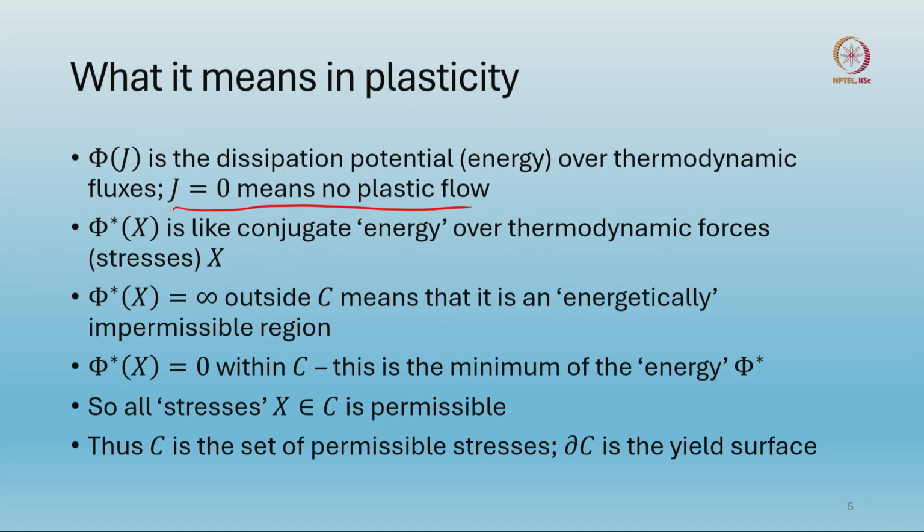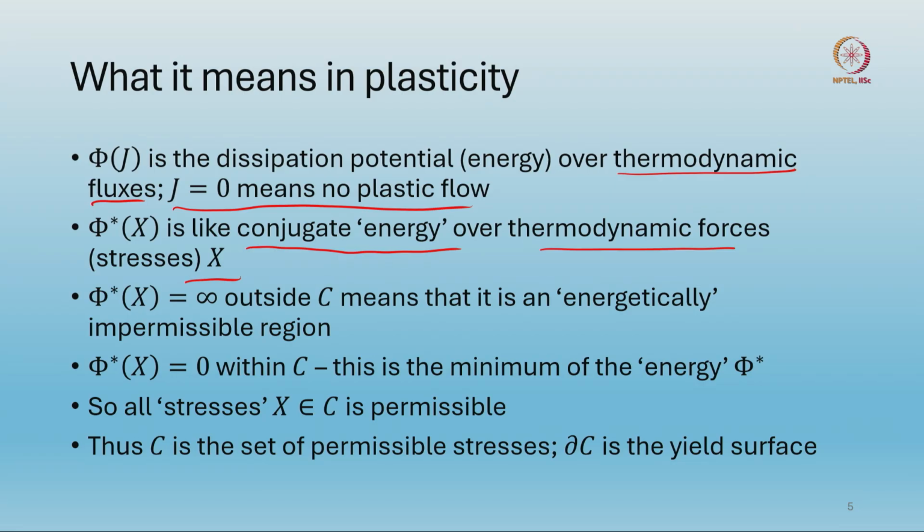Now, phi star x is like the conjugate energy over the thermodynamic forces. These thermodynamic forces are conjugate to thermodynamic fluxes, in the sense that you take the inner product of these thermodynamic forces with the thermodynamic fluxes, and you get something like the power, or energy, or work per unit time, things like that, okay. So, these thermodynamic forces we call by x. Basically, this is sigma 0, the deviatoric part of the stress for nearly incompressible plasticity.